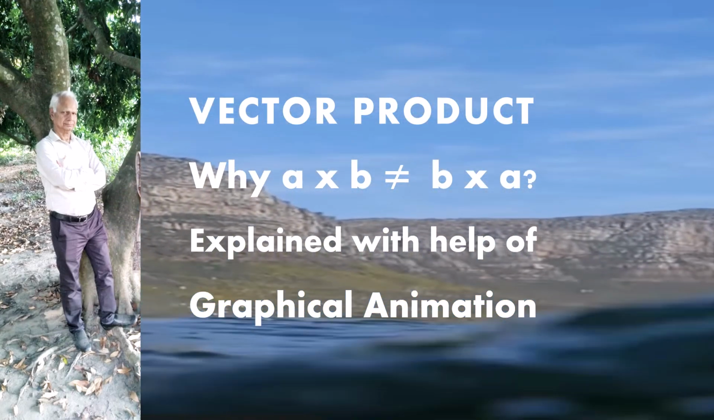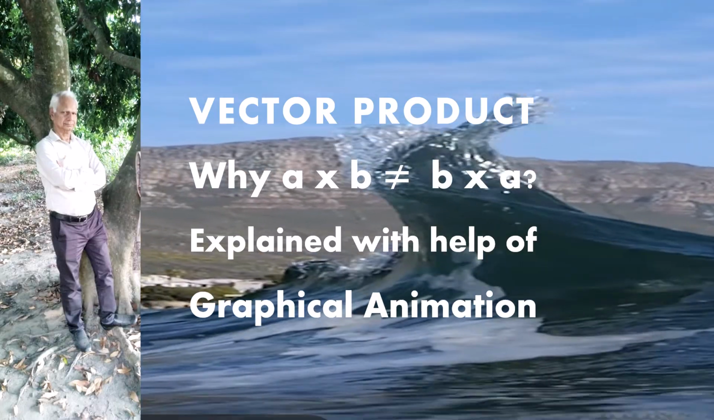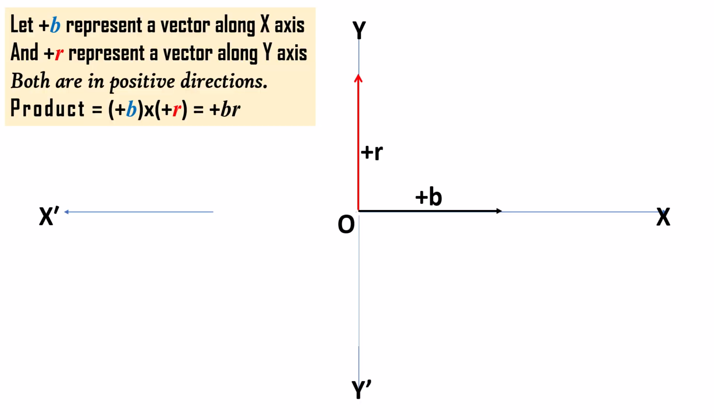Let us visualize it through geometric analogy. X'OX is the x-axis. YOY' is the y-axis. We have drawn two vectors. For convenience, one vector line is in red and we call it R. The other vector line is in blue and we call it B. That is, R for red, B for blue.